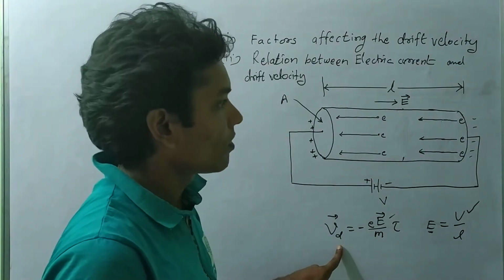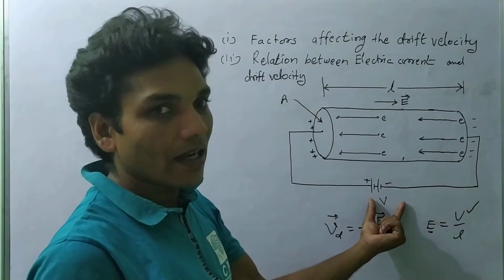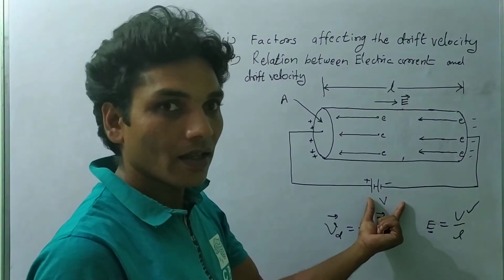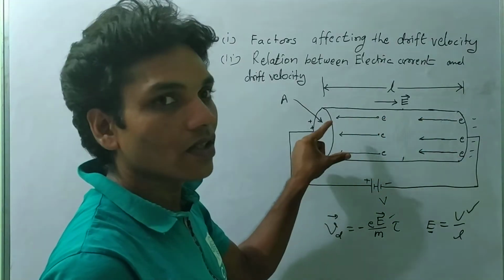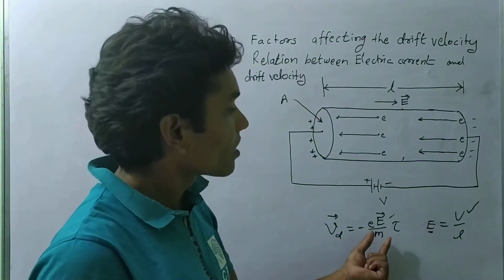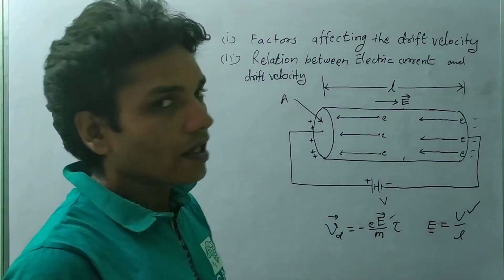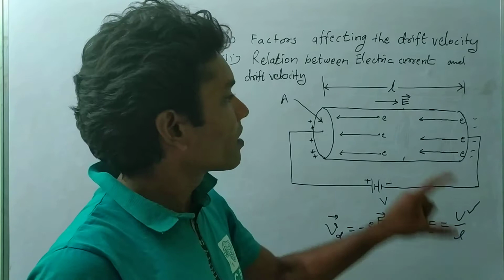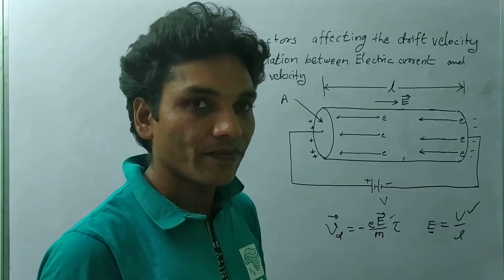Now the conclusion here is that when the external potential is increased, the drift velocity of electrons is increased. Now if the temperature of the conductor is increased, how will it be in this condition?